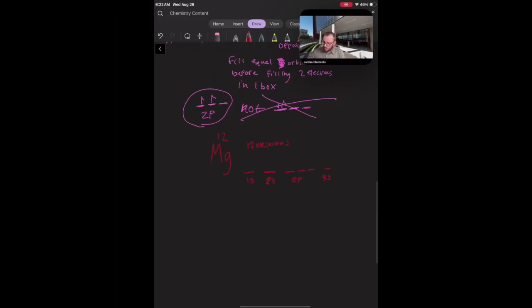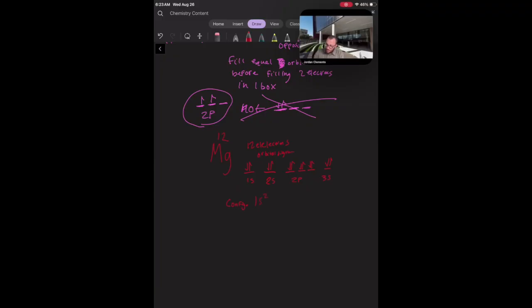And so if we have 12 electrons, we fill our s orbital. So we go down, we fill our 2s. And then to fill the p, we go up, up, up, down, down, down. So that's 2, 4, 6, 8, 10, and then 12, up, down. And that's going to be magnesium. So we could also write the configuration. So this here is the configuration, and this is the orbital diagram.